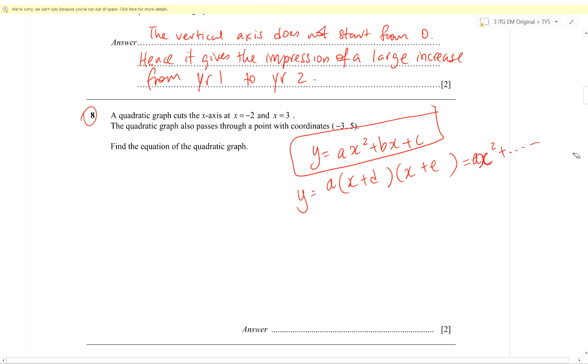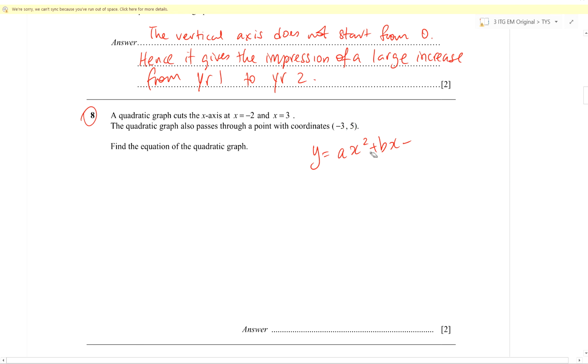So with that, let's see how we can use this to solve the question. It cuts the x-axis at -2 and x goes to 3. So from your experience, you should know that it has to look something like this: x plus 2, x minus 3. If you have this as your answer, then you will definitely not get a mark.